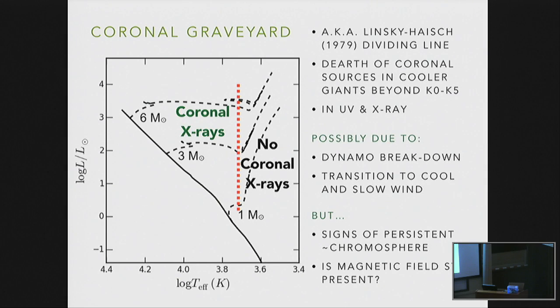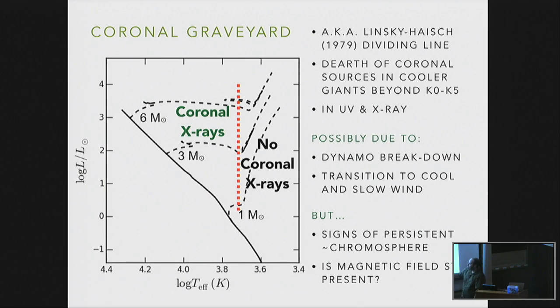And this over here is called the coronal graveyard, because people think the corona is no longer present. There are possible explanations for this that include maybe the dynamo is dying down because you have this expanding envelope of material, and it's slowing down the dynamo and stopping the generation of these magnetic fields. Or it's because you're transitioning at this line from this fast, hot wind that's similar to what our sun has to this more dense and cold wind, and that dense and cold wind could just completely absorb all of the coronal X-ray emission.